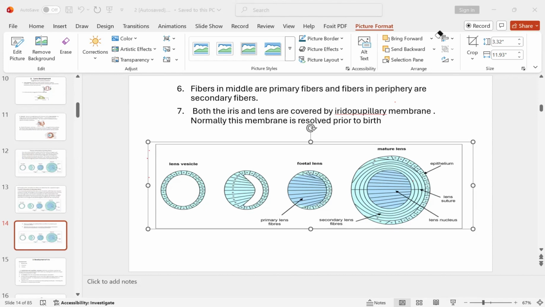The first step in the formation of the lens was the formation of the lens placode. The second step was the formation of the lens pit. The third step was the formation of the lens vesicle. The fourth step was the formation of primary lens fibers, and the last, or fifth, step was the formation of secondary lens fibers. So this was today's lecture.